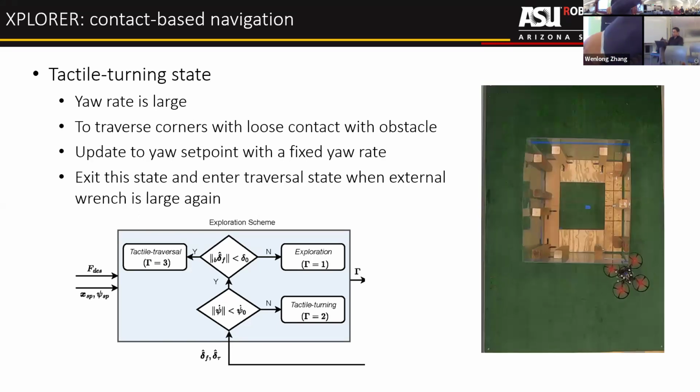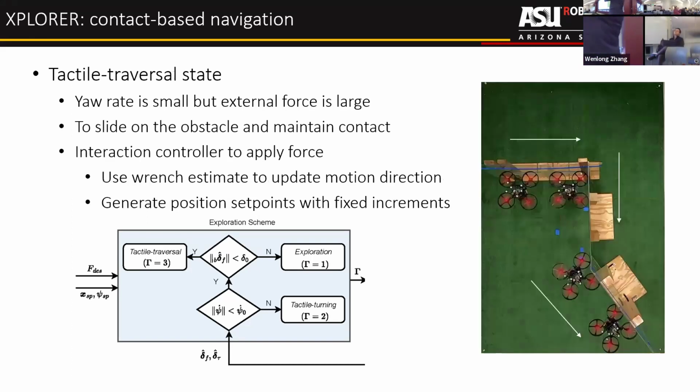And then the next one is tactile turning, because in situations like that, you do need to turn. In this case, what's going to happen? Your yaw estimate is going to be very large, right? Because when you go from here to here, your drone is going to quickly turn, and then you realize, oh, probably I'm at a corner, right? In this case, we update the yaw set point such that the drone continues rotating until it hits and goes back to the tactile traversal state again.